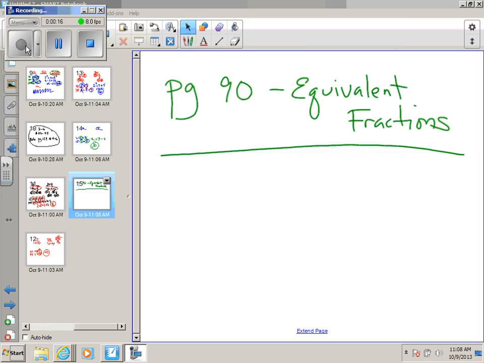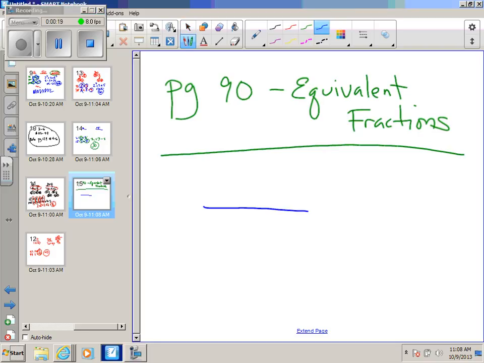What is a fraction? It's like a part of a number. Part of a what? Part of a whole. Absolutely. Not H-O-L-E, W-H-O-L-E. Part of a whole. Now that's for an ordinary fraction.